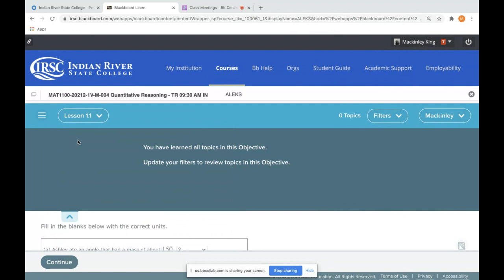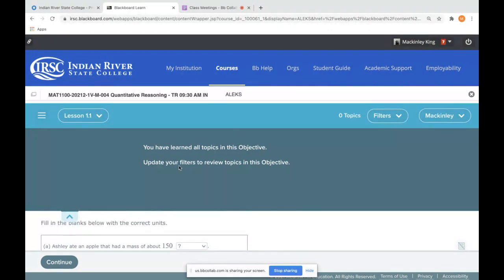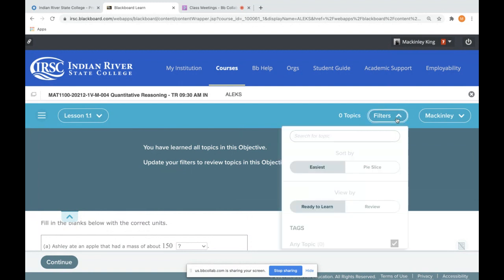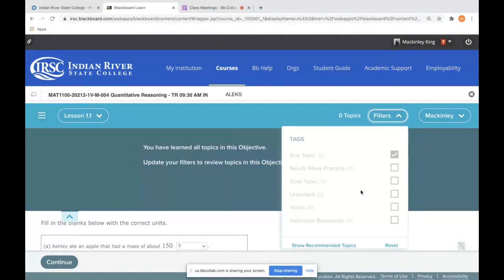Yeah, there you go. It says you have learned all the topics, objectives. Okay, so now update the filter to review topics of this. So it says update your filters to, yeah, see how you can update the filters to change that, so you could be able to see all those different review topics.